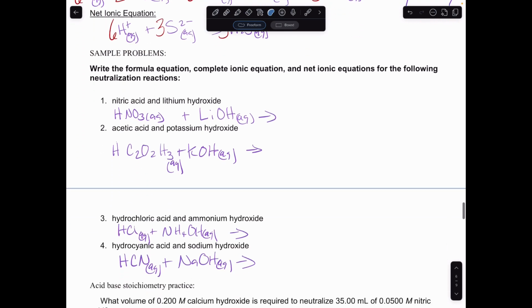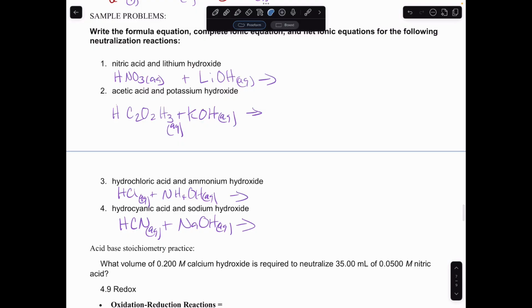Let's practice that a few more times. So here I have HNO3 on the left and LiOH on the right. Let's start with the double replacement reaction. I'll have, aha, a strong acid and a strong base make water, so many of these chemical reactions will produce water.